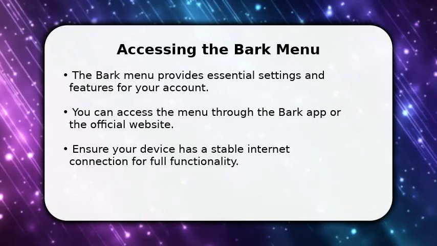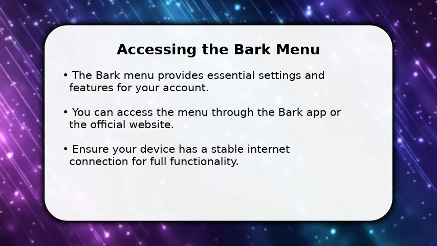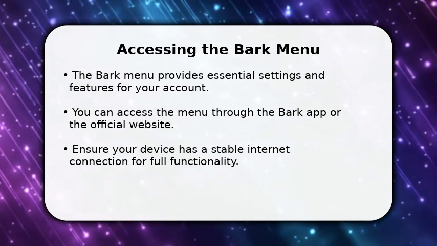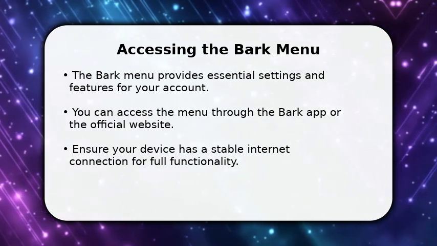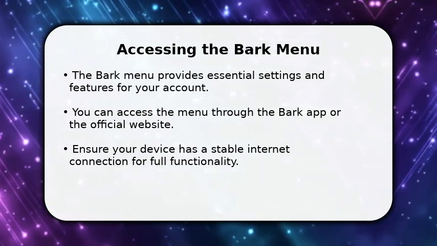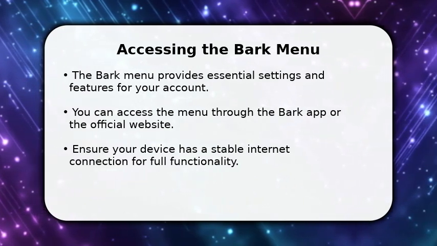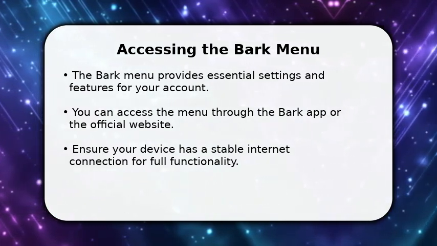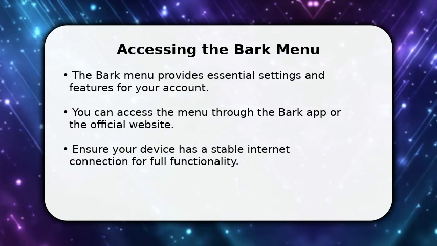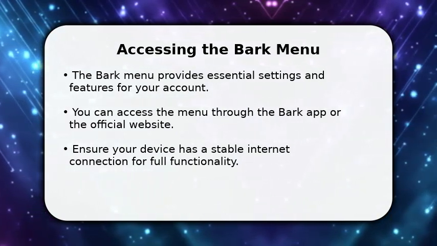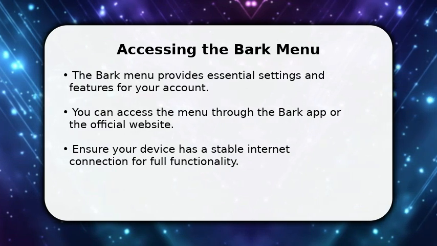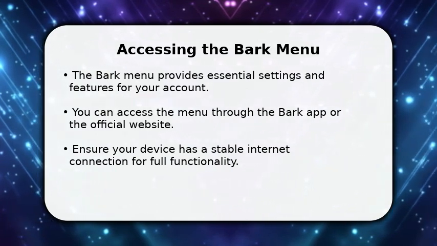In this video, I will explain how to get the Bark menu. To begin, understand that the Bark menu is your central hub for managing all aspects of your Bark account. It's where you'll find settings, alerts, and monitoring options. You can reach it either through the dedicated Bark application on your mobile device or by logging into your account directly on the Bark website. A stable internet connection is crucial for seamless access and updates.